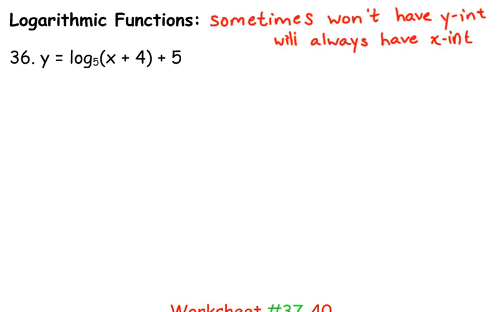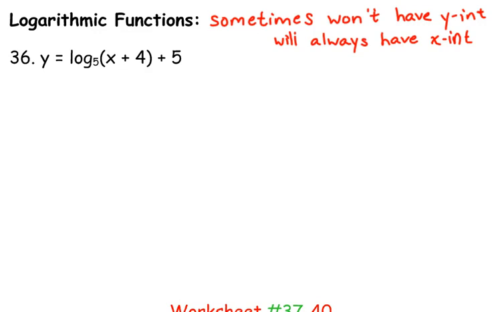And again, you can kind of think about the graphs of these two, but really it just comes down to when you plug in 0, do you get a negative inside your logarithm? If you do, you can't do it. Okay, so let's look at number 36. That's the one you do have on your paper, and then I've got 37 through 40 up here, so you can use those.